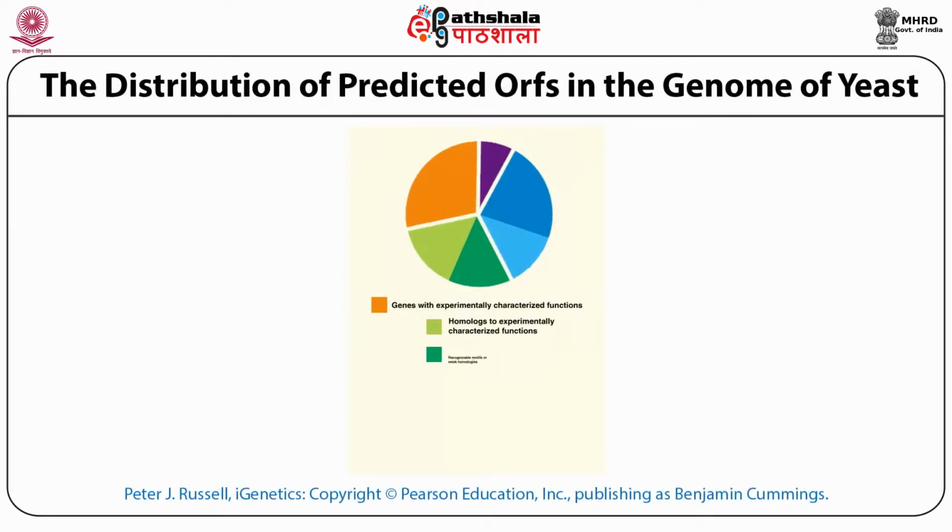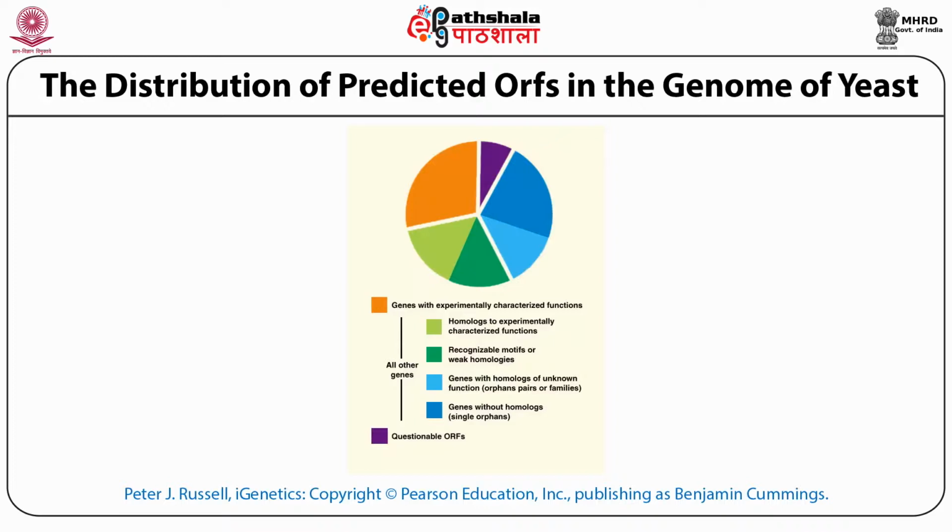You can see here the basic distribution of the predicted open reading frames in the yeast genome. In light green are homologs with experimentally characterized function. In dark green are recognizable motifs or weak homologs. In sky blue are genes with homologs of unknown function, meaning the genes are known but show similarity with unknown protein genes. Then there are genes without any homolog, and in orange, the genes that are experimentally characterized.